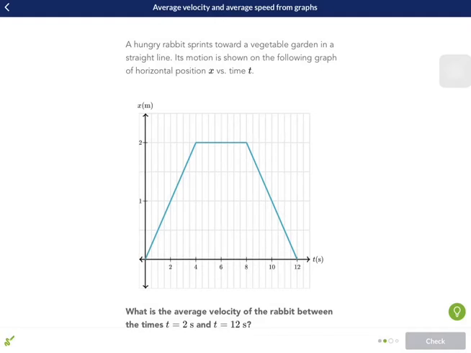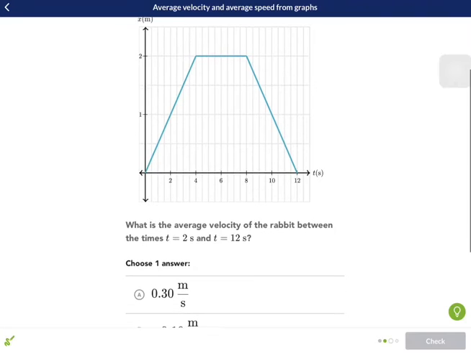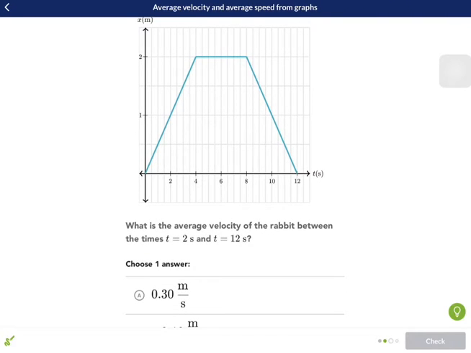This next question says a hungry rabbit sprints towards a vegetable garden in a straight line. Its motion is shown in the following graph of horizontal position x versus time t. So we can see a graph, and they are asking what is the average velocity of the rabbit between the times t equals 2 and t equals 12.